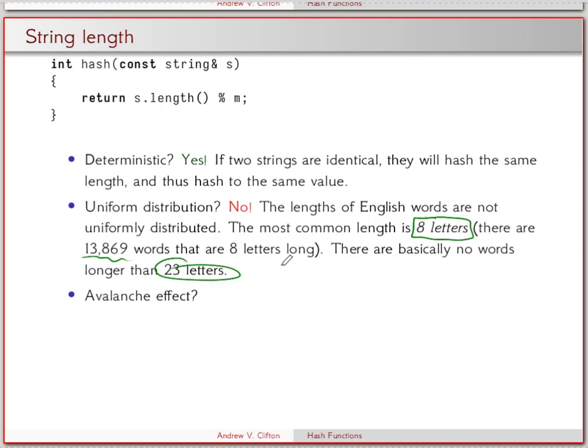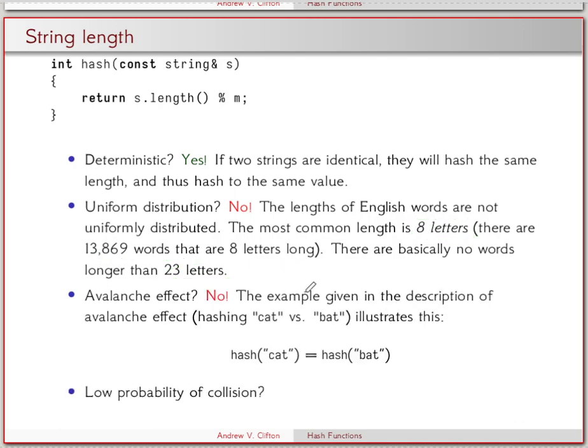Do we have an avalanche effect? Nope. If you just take the example I gave earlier, if we hash cat and bat, we get the same hash value. They both hash to 3. So I can make a small change to my string, and not only does it not produce a big change in the output, the output is exactly the same.